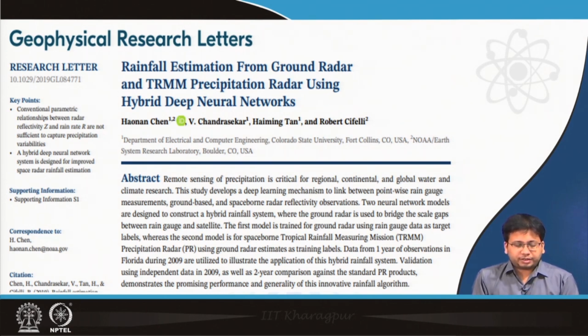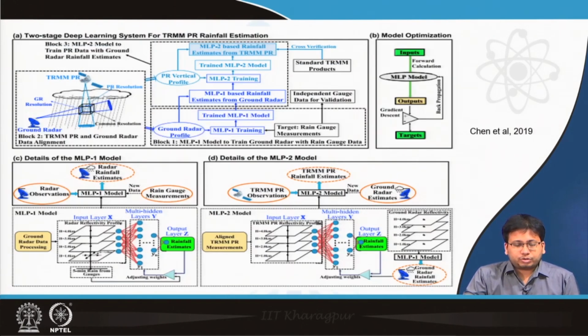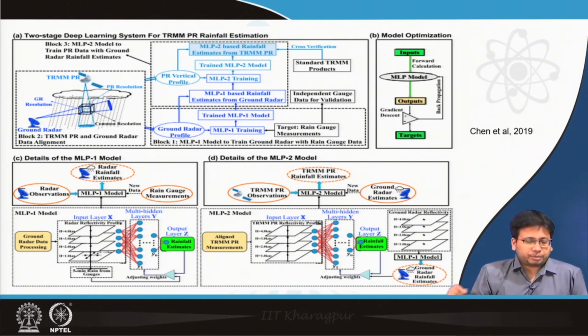Validation using independent data in 2009 as well as a 2-year comparison against the standard PR products demonstrates the promising performance and generality of this innovative rainfall algorithm. So, in this case there is a difference from the previous models in the sense that there is no intermediate or fused representation made from the different sources. Instead there is direct mapping. Also, the model in this case is not a CNN, it is a multilayer perceptron. So, we can consider it as a fully connected neural network.